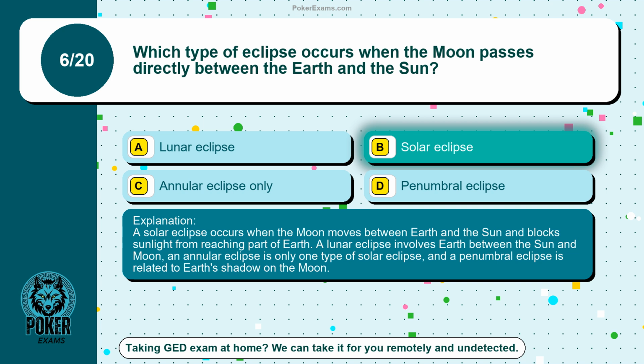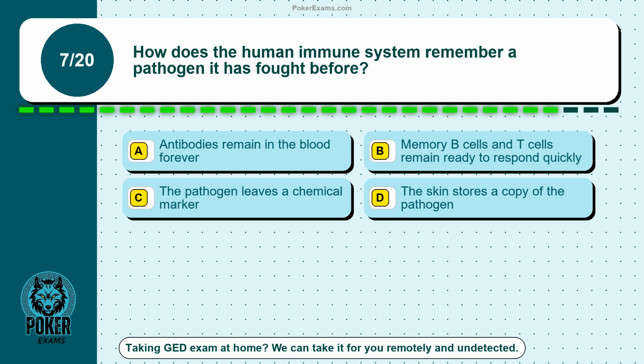Question 7. How does the human immune system remember a pathogen it has fought before? Option A. Antibodies remain in the blood forever. Option B. Memory B cells and T cells remain ready to respond quickly. Option C. The pathogen leaves a chemical marker. Option D. The skin stores a copy of the pathogen.